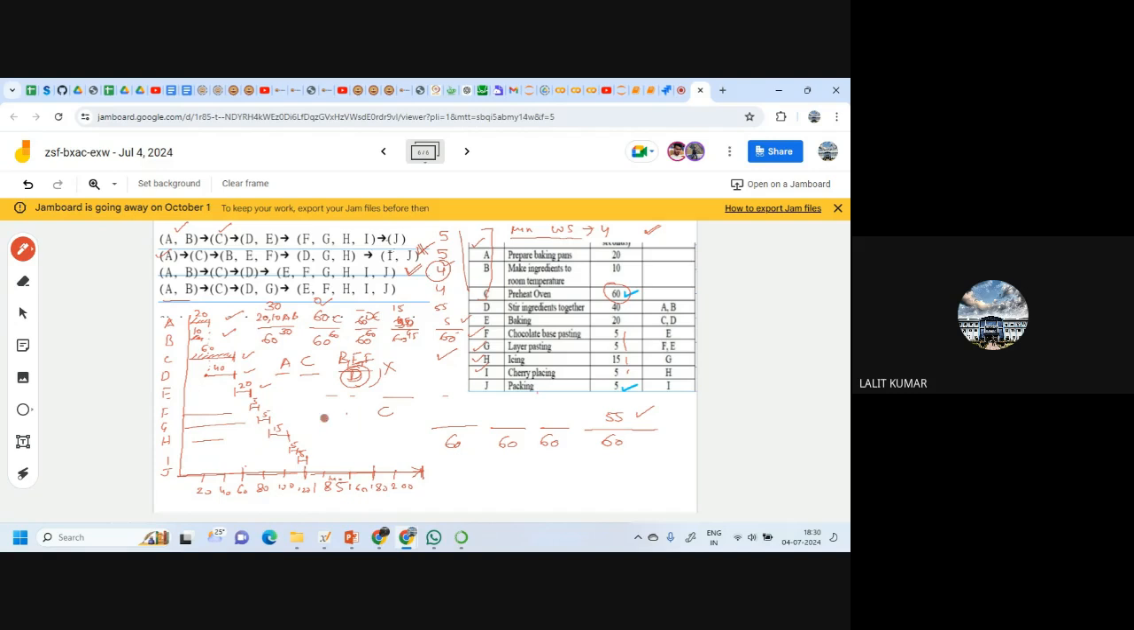Now here, if we see A, B, C, D, G, there is a violation because for G there is a precondition. So this cannot be achieved.